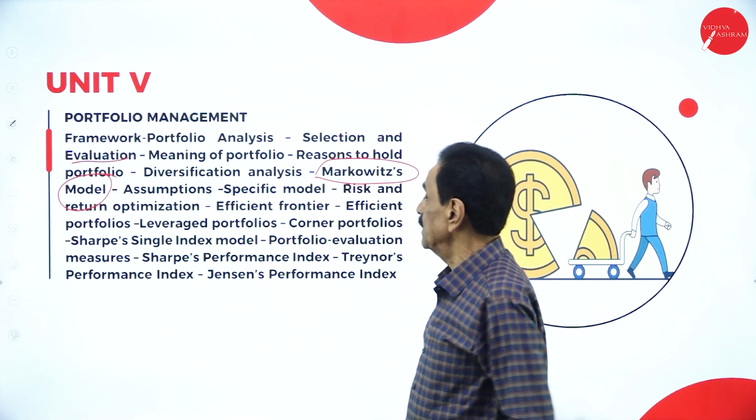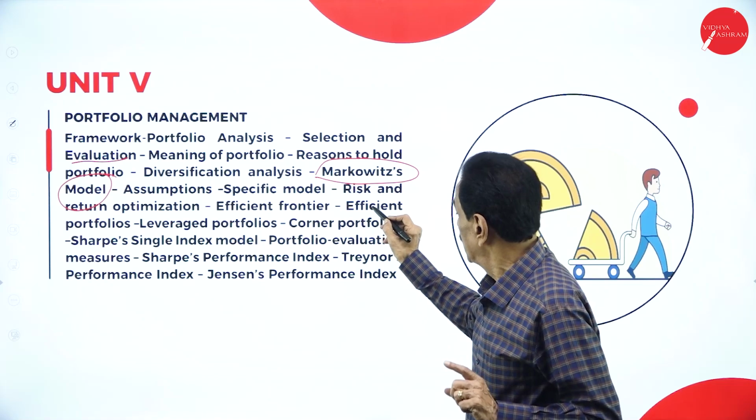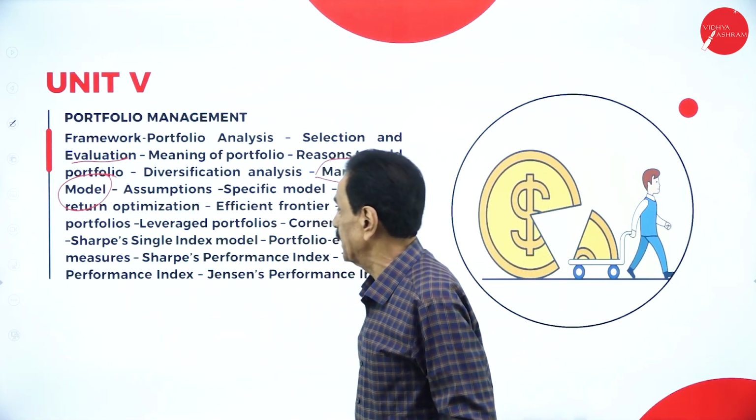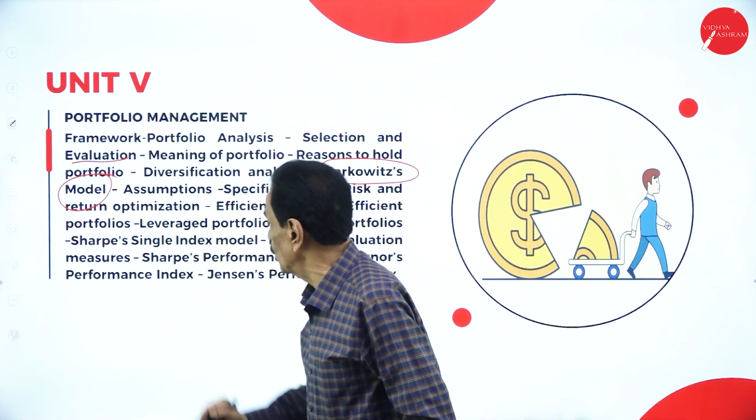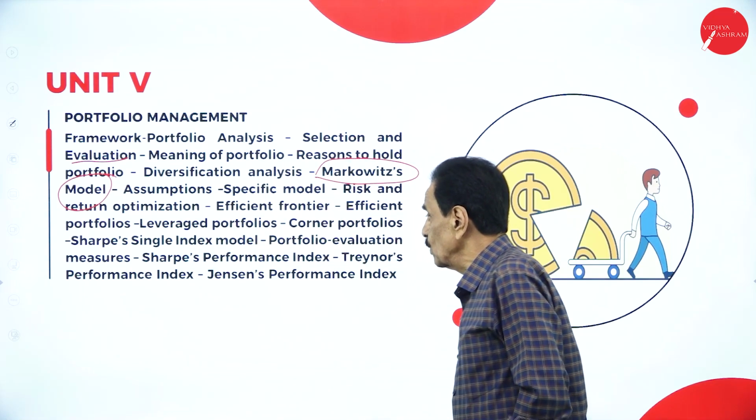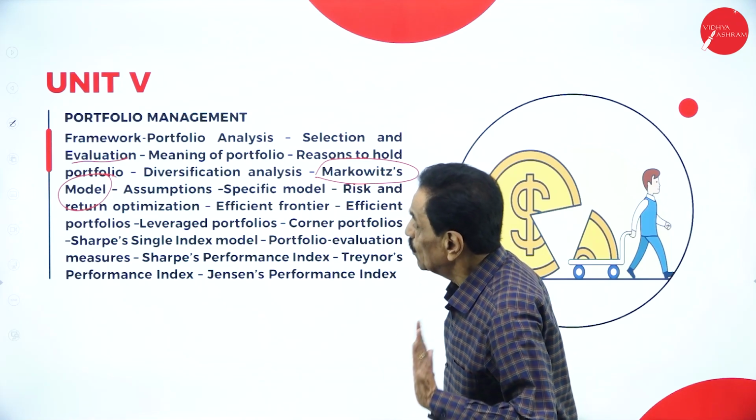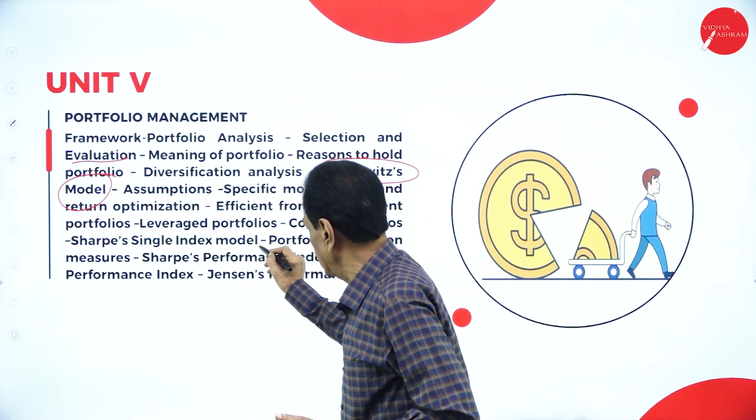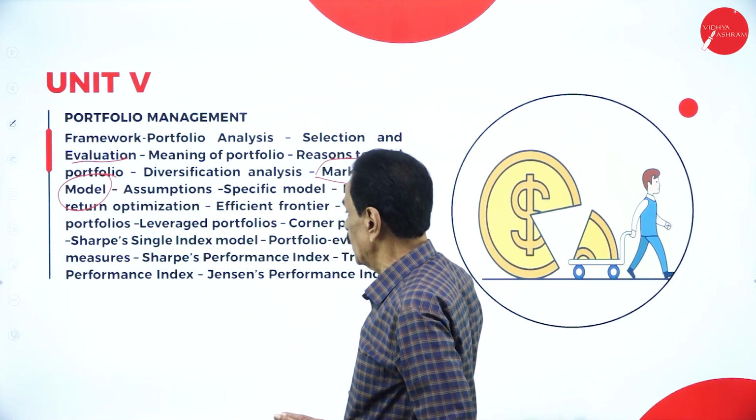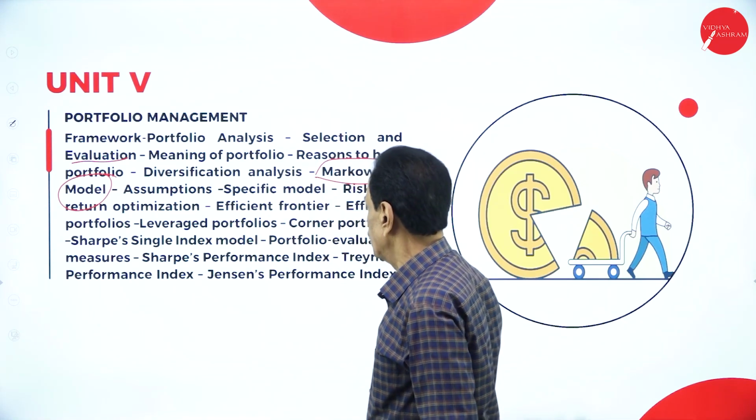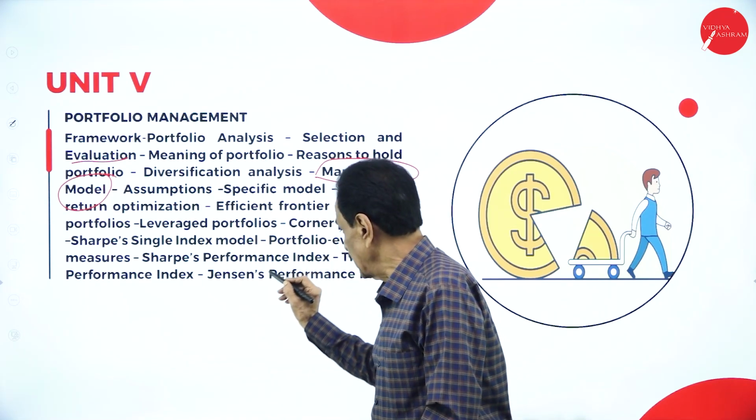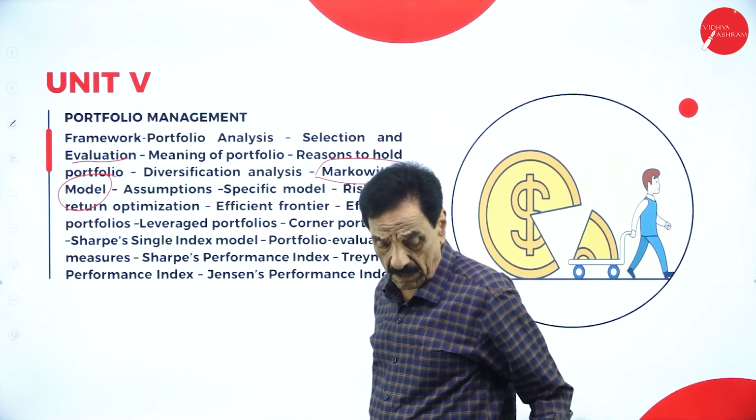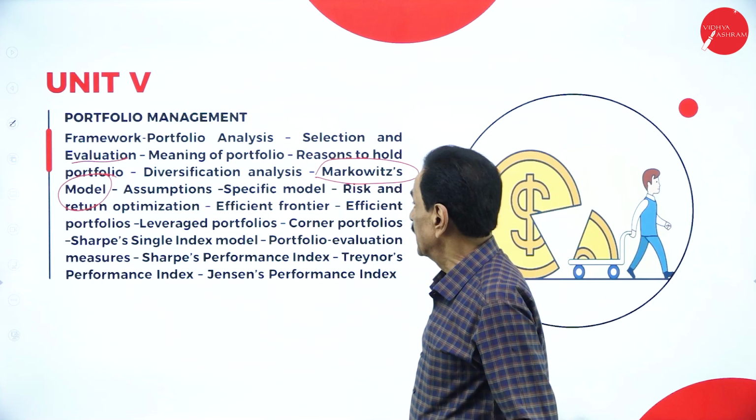Then assumptions, specific model, risk and return optimization, efficient frontier, efficient portfolios, leverage portfolios, corner portfolios, Sharpe single index model, portfolio evaluation measures, Sharpe performance index, Treynor's performance index, then Jensen performance index. All of this we are going to deal with in detail.